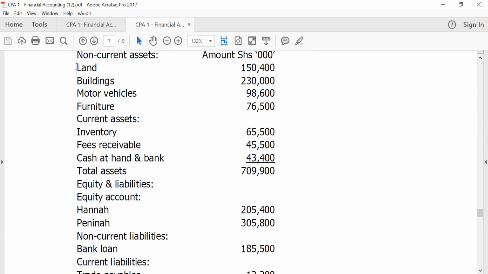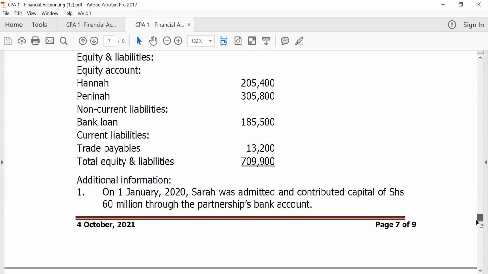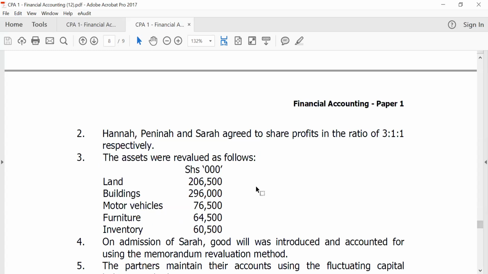Remember, where land was at 150. The adjusted statement of financial position will not have land at this value. We'll have land at the new value of 206,500. The same thing will happen with the buildings. Same thing will happen with the motor vehicles. The same thing will happen with the furniture, and the same thing will happen with the inventory.